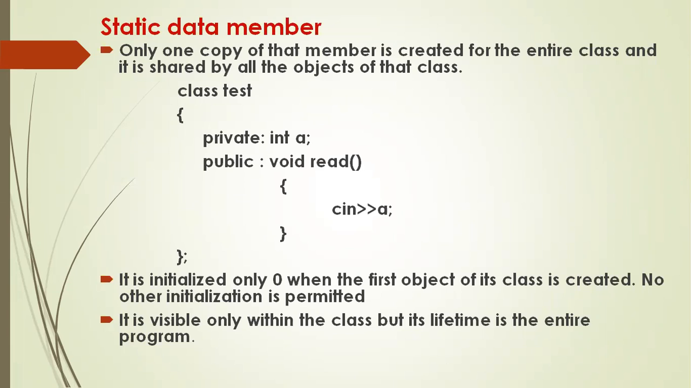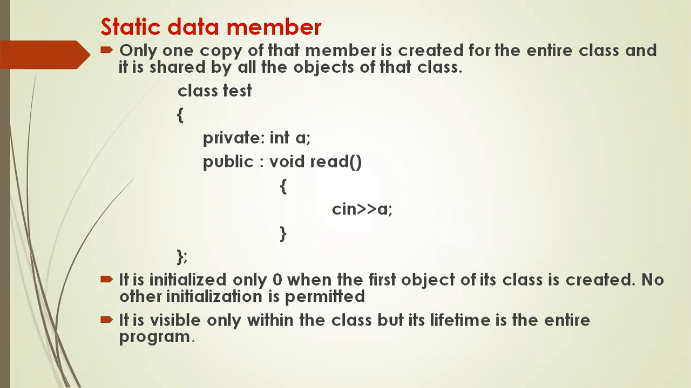Later in the main function, if you create two objects, test t1, t2, then what happens is a copy of the member data a is created separately for t1 under the name t1.a. Similarly, another copy of a is created for the second object, t2.a. That means a copy of the member data is created with respect to every object you created out of that class.